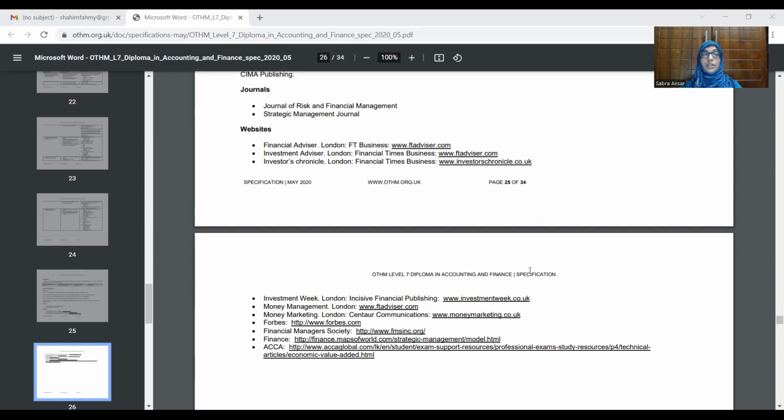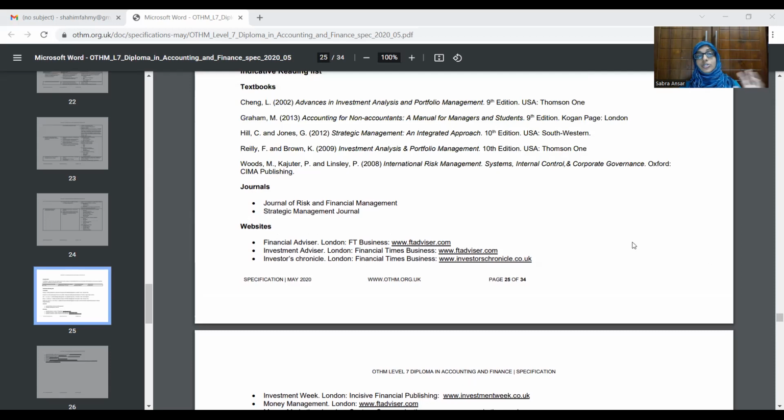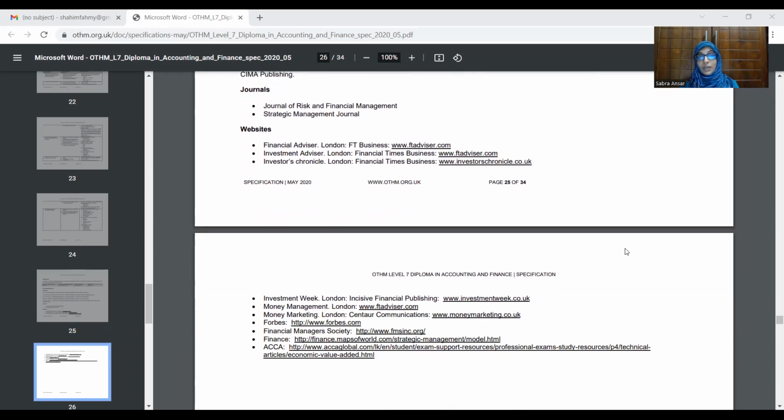At this level, you're a level 7 student. So obviously you're supposed to be really good at relating what you learn to a company and business perspective. Going through all this will help you to really relate what you learn to an organization perspective.